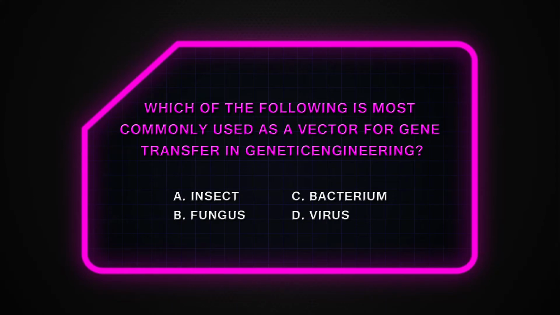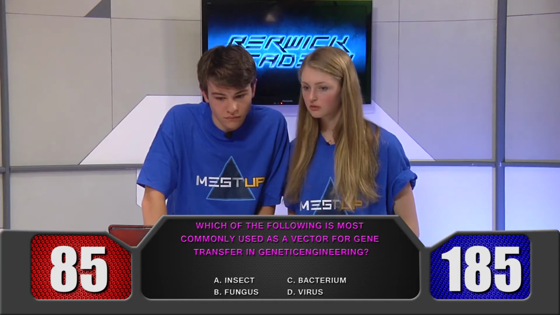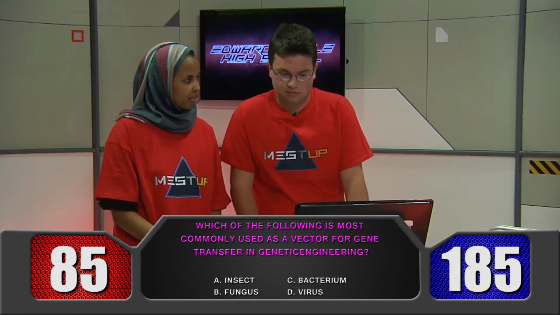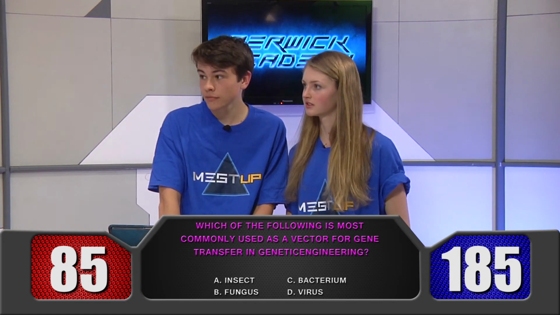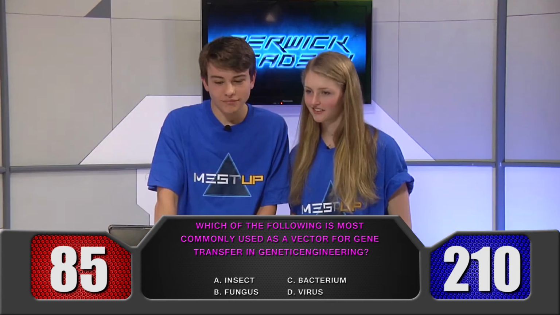Engineering 25. Which of the following is most commonly used as a vector for gene transfer in genetic engineering? Red team: C, bacteria. Incorrect. Okay, so go for it. Blue team: D, virus. That is correct. Blue team, your choice.